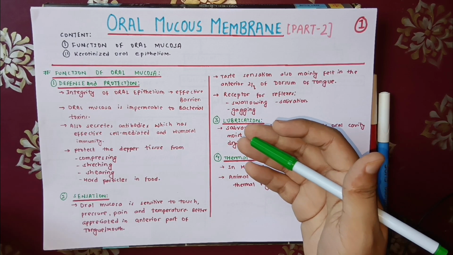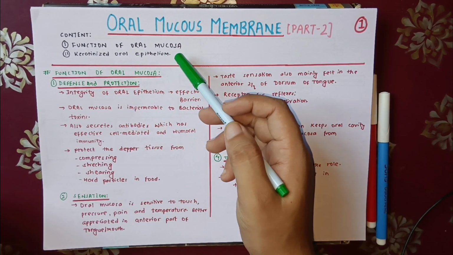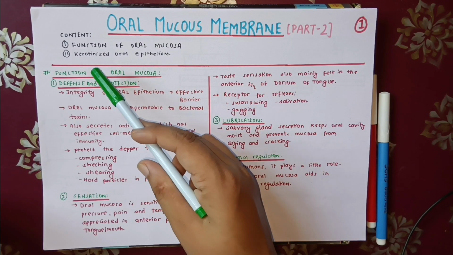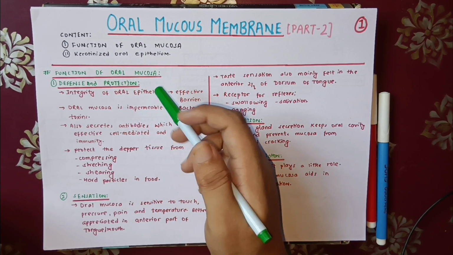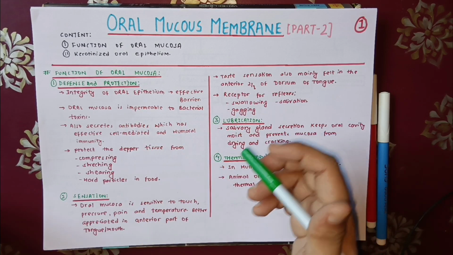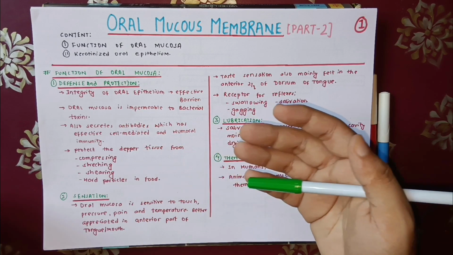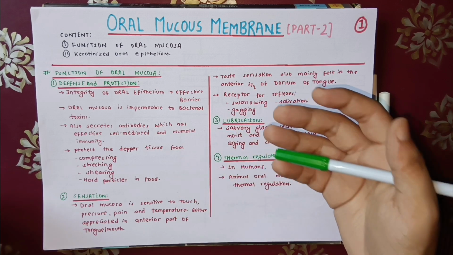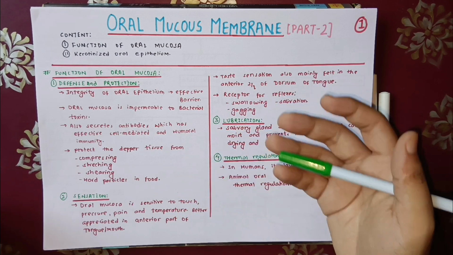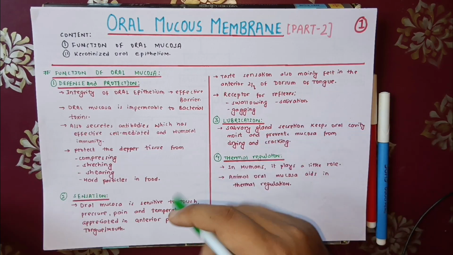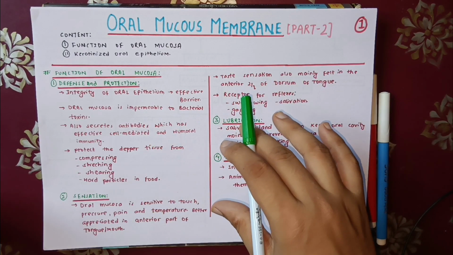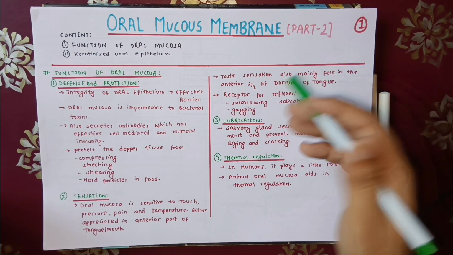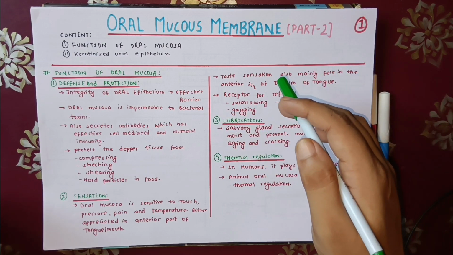In this part 2 video, we will be discussing the functions of the oral mucosa and the keratinized oral epithelium, and its different layers. We know that we have 4 different layers in our epithelium. In keratinized oral epithelium: stratum basale, stratum corneum, stratum granulosum. We will discuss all those layers in this video itself, and in upcoming videos we will discuss the non-keratinized epithelium and the other remaining topics of this oral mucosa.